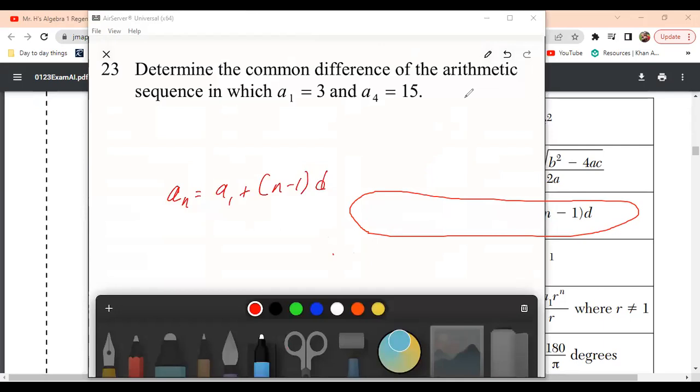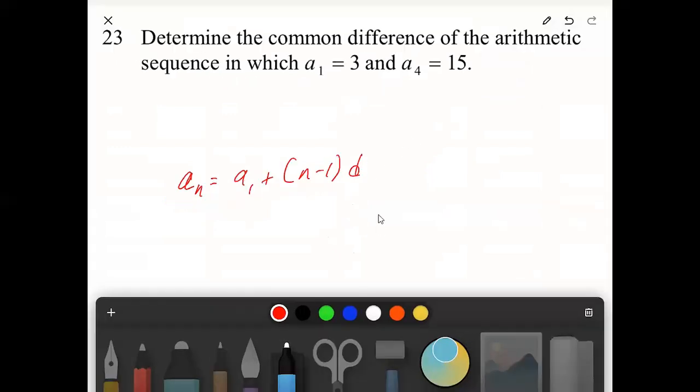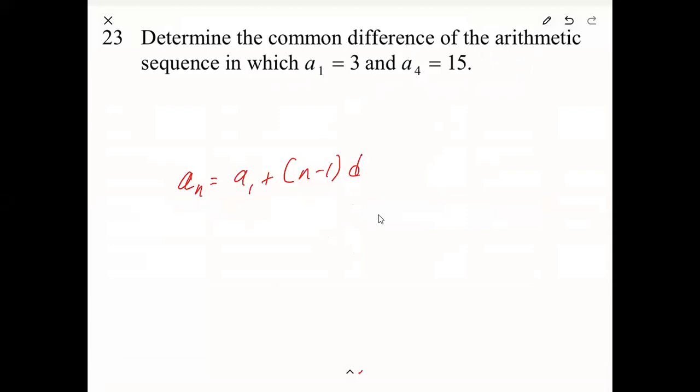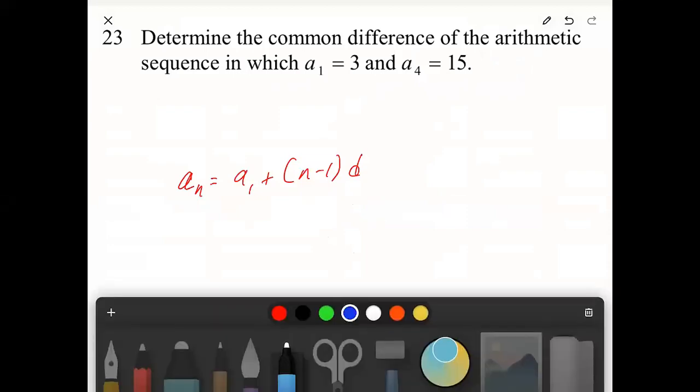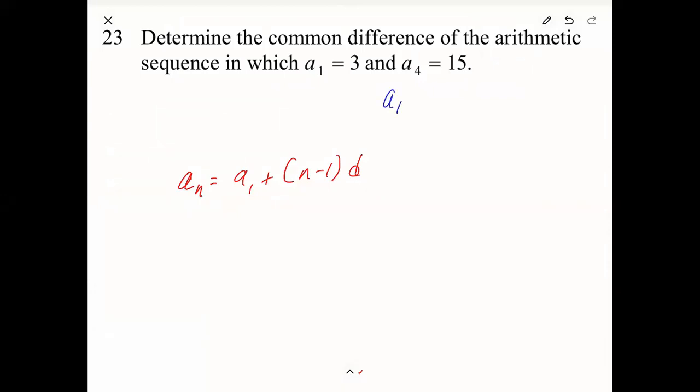And let me clear the drawings because I don't need this now. All right, so here's the formula. Now, here are the things that they've given us. We know that A sub 1 equals 3. We also know that A sub 4 equals 15. And now, because the fourth term is 15, we also know that n equals 4. So that's going to be this part right here.